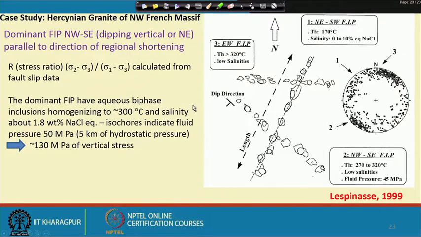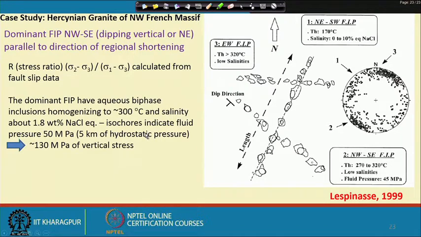So, continuing with the point from where we left in the last class, taking up the same case study of the Hercynian granite in the northwest French massif, where these authors presented their work using fluid inclusion planes to understand the stress analysis, the conditions of stress during the deformation process.